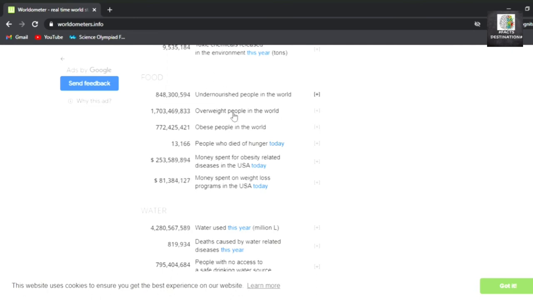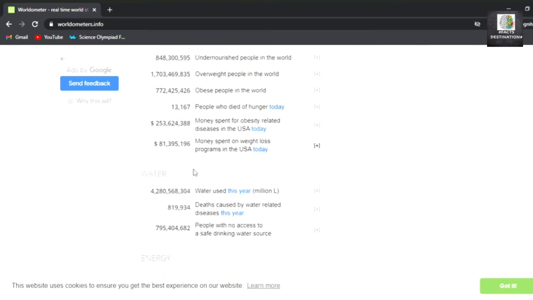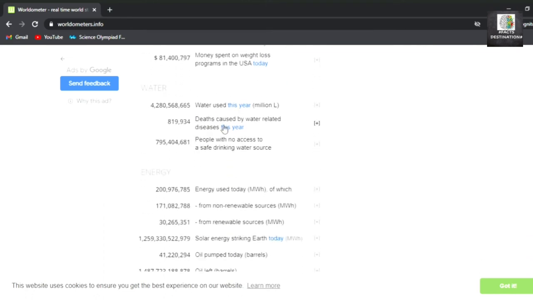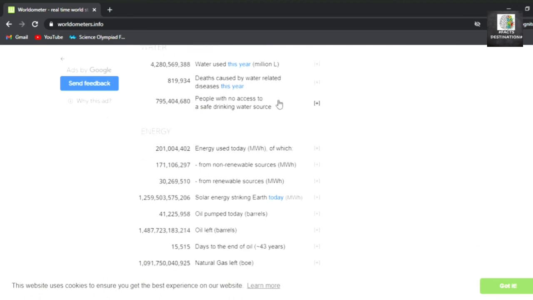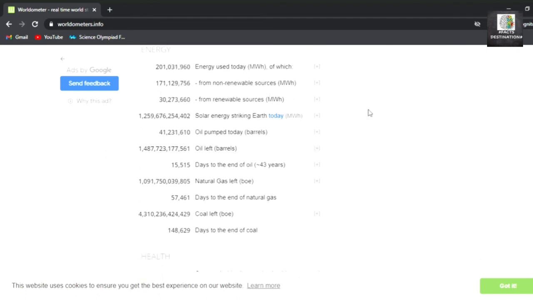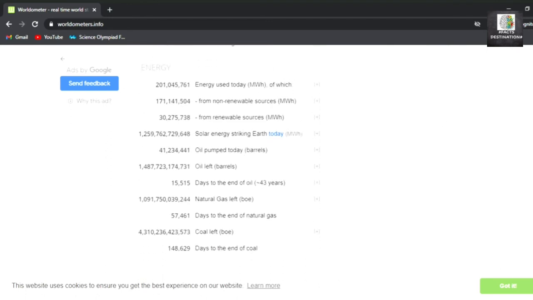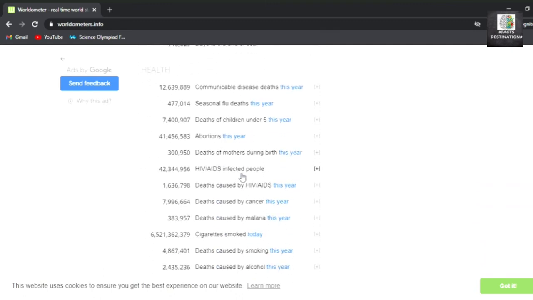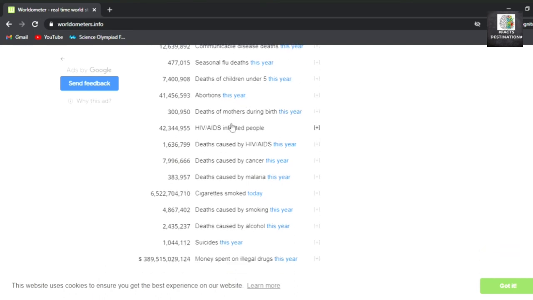And see here you can see everything related to water also. How much water used this year, deaths caused by water related disease, people who have no access to safe drinking water. And this is the statistics related to energy, how much energy was produced by the means, how much energy is used, and how many days there are left for coal to finish, mainly the coal resources which are under the earth till now.